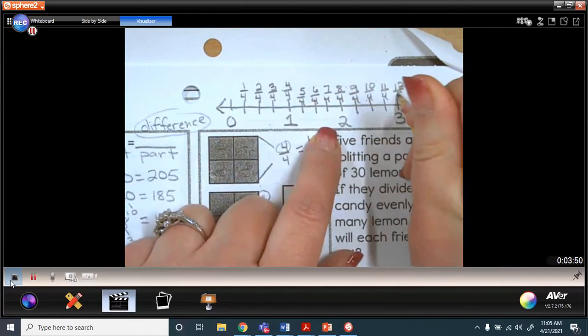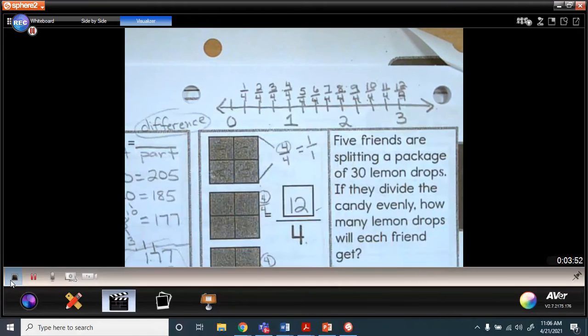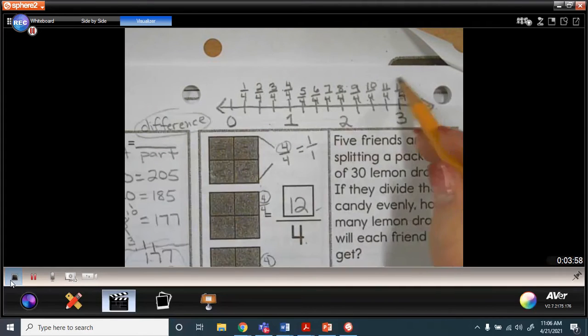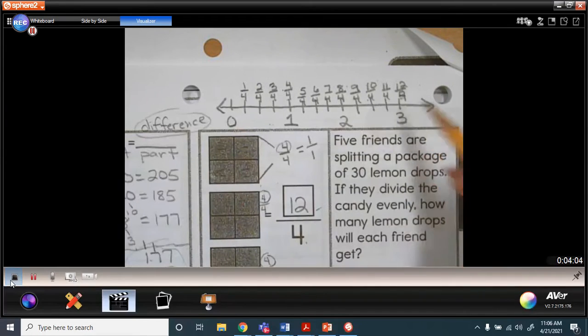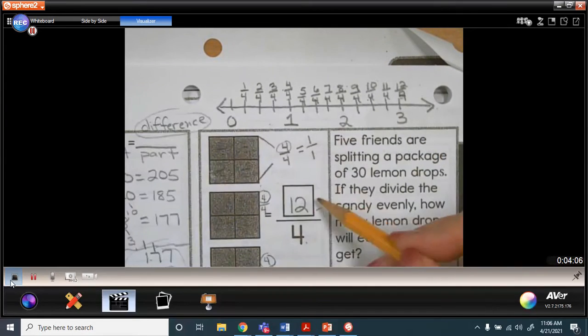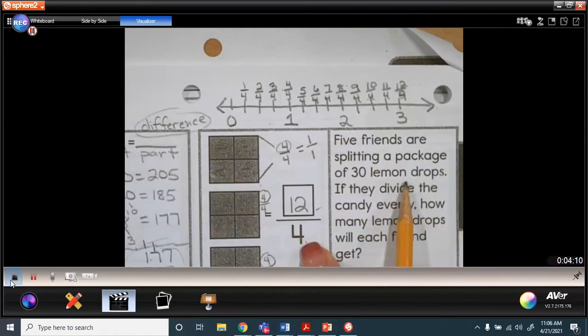12/4. Now, next year, you'll learn that this is called an improper fraction because the numerator has more parts than the denominator. And so this is just to give us some understanding of what the numerator is. It tells us how many parts of this fraction we have.